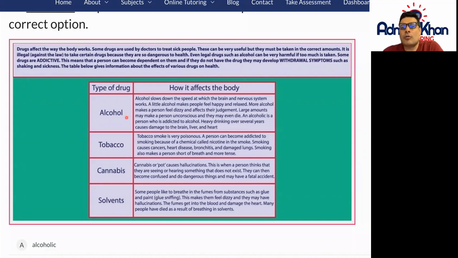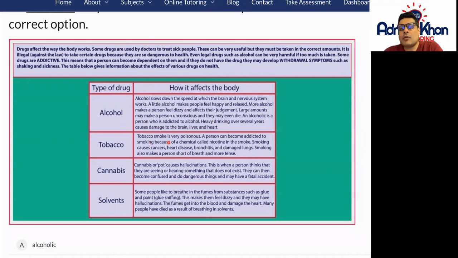So alcohol, first of all, how does this affect the body? Well, alcohol slows down the speed at which the brain and nervous system works. A little alcohol makes people feel happy and relaxed. More alcohol makes a person feel dizzy and affects their judgment. Large amounts may make a person unconscious and they may even die. An alcoholic is a person who is addicted to alcohol. Heavy drinking over several years causes damage to the brain, liver, and heart.